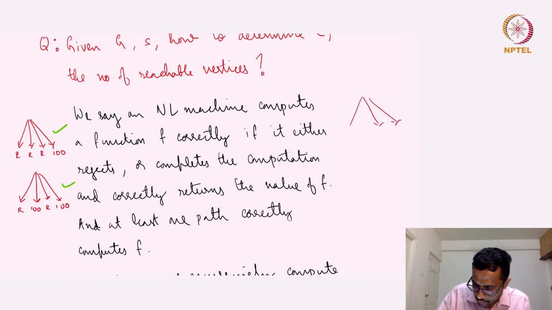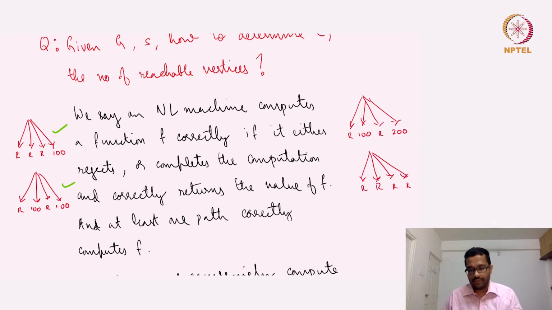That I am drawing on the right side. You cannot have reject, 100, reject, and let's say 200. This is not okay because the correct value is 100. So in no computation path could you have a wrong answer. Even this is also not useful, as you may guess: if all the paths are rejected, it is not useful. So it should have at least one path which outputs the correct function value.